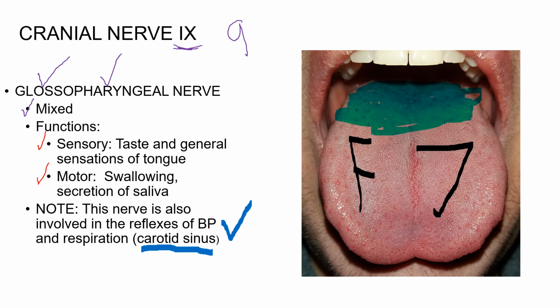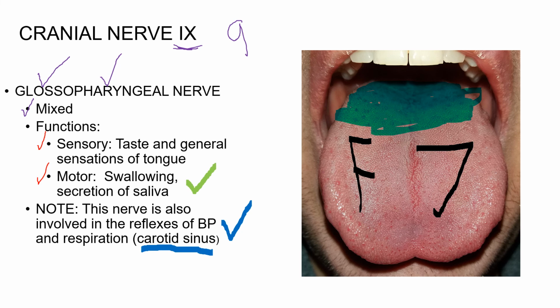And then from a motor perspective, the glossopharyngeal nerve helps you swallow, and it helps you secrete saliva. So the swallowing makes sense. It's a voluntary, at least it starts with voluntary movement of a lot of different muscles, and then your esophagus kind of just takes over involuntarily.